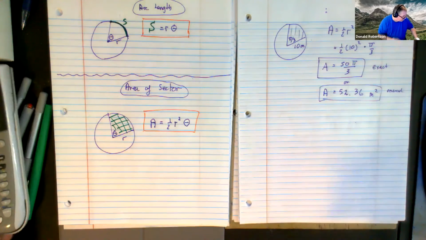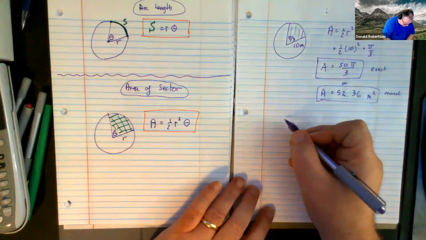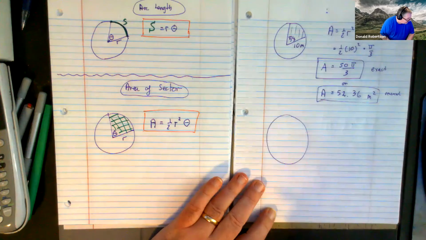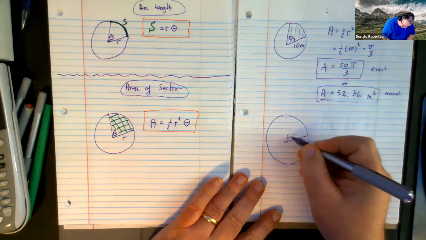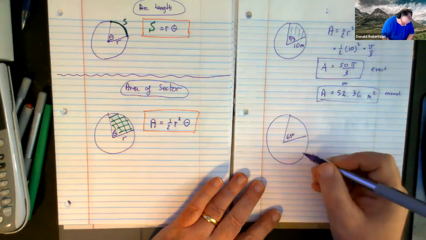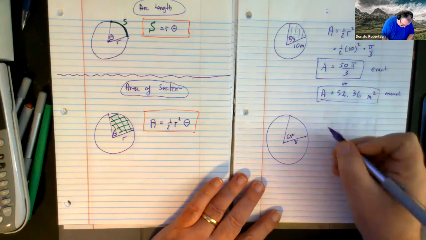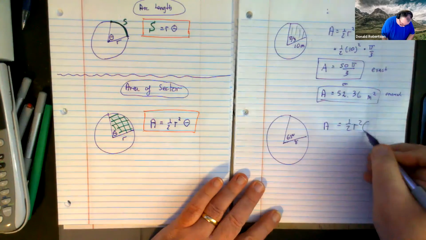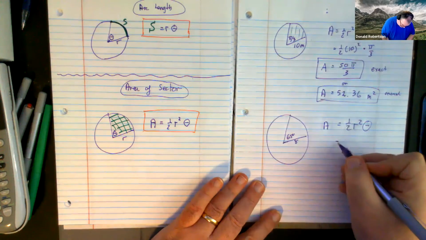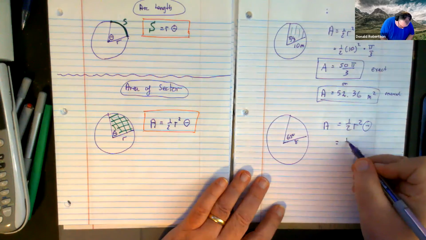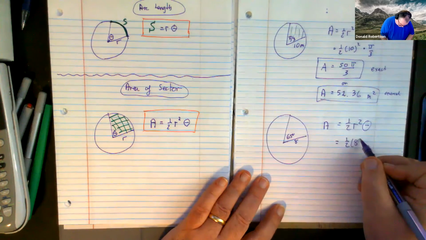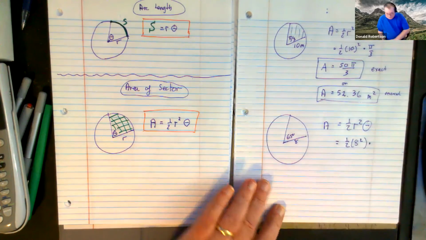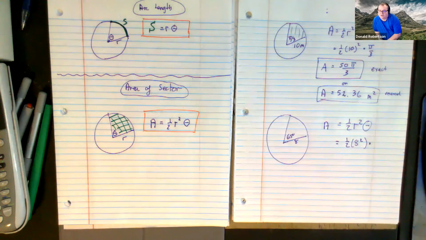So let's do the one that we had a few minutes ago that's actually from the homework. It looks something like this: 65 degrees, and the radius was 8. And the area is 1/2 r squared theta. It's going to be 1/2 times 8 squared times, but not 65 degrees. Would you agree? Don't you have to convert it to radians?